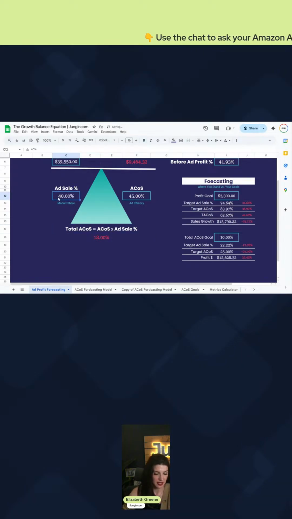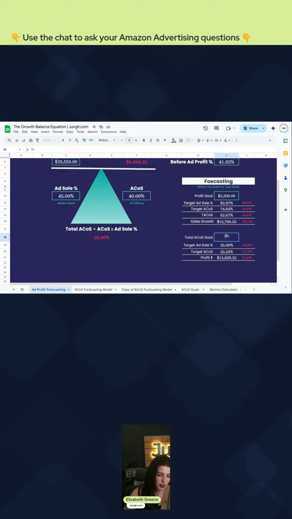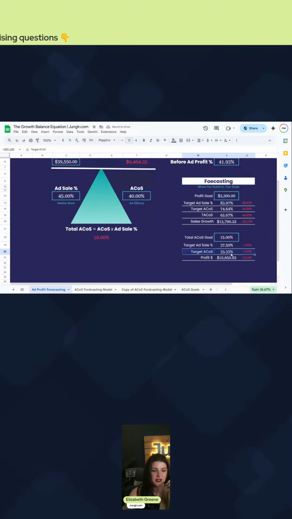ad sale percentage, and let's make this, honestly, 45% is probably about low. Let's say this is 40%. So you could play around with this. If I can get to an ACoS of 40%, but I have an ad sale percentage, then that puts me at 18. If my overall goal for my total ACoS is 15, that means I either need a 33% target ACoS, or I need to have only about 37.5% of my total sales coming from advertising.